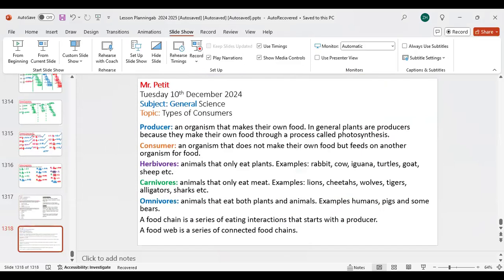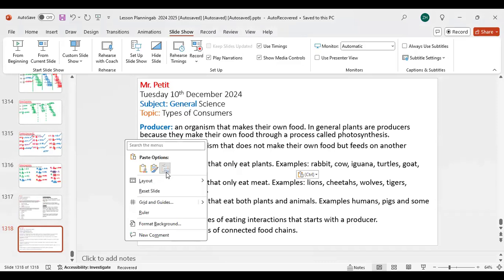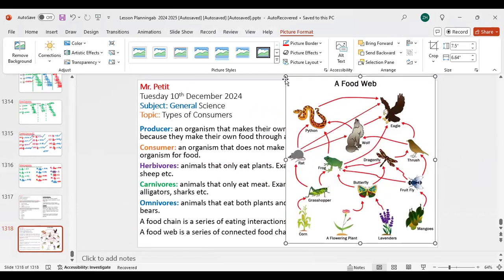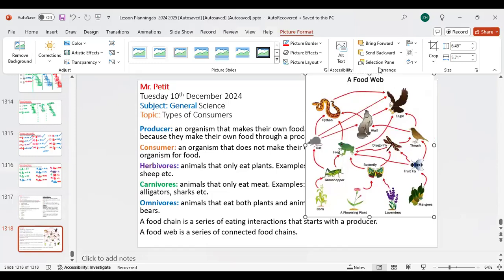Next. Now we're going to talk about the food web. So the food chain is just a series of eating interactions, but a food web is basically a combination of multiple food chains put together. A bunch of food chains come together. So let me give you one example. Let's see if we could pull this up. Okay, this is a good one. I don't want to block the words so much. Okay, good. This is a food web.